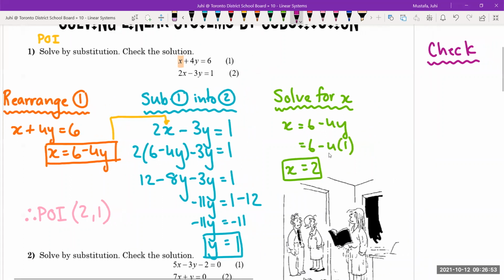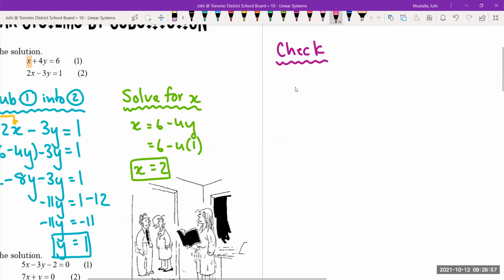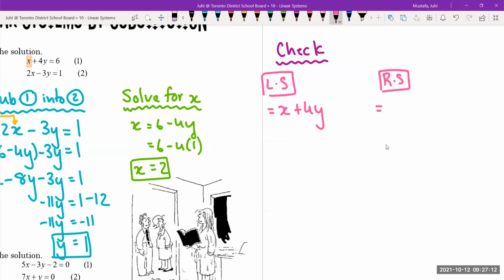So let's begin with equation number 1, which I have on the side over here. I have the left side of my equation, which is x plus 4y. That's the left side. And then I have the right side of my equation, which is, what's the right side of that first equation? Just the number 6.